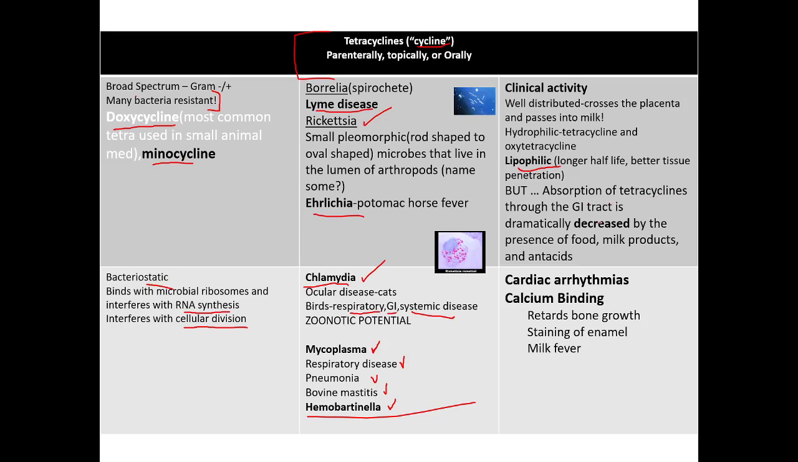The absorption of tetracyclines is dramatically decreased by the presence of food, milk products, and antacids. So do not give with food. Do not give with food, okay? Especially dairy, tetracyclines are very sensitive to that, and antacids. They can cause cardiac arrhythmia and calcium binding. We have to be careful with digoxin as well, right? So it can retard bone growth, it can stain enamel, and can cause milk fever in cattle.